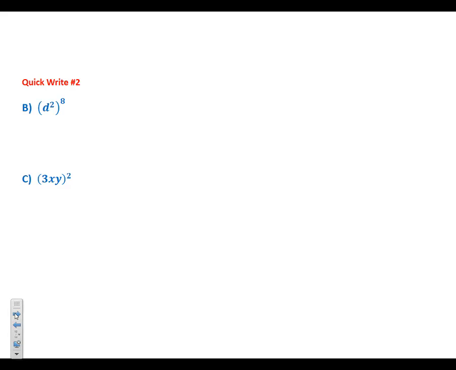Our quick write number 2, we're going to take B and do a power to a power, d squared raised to the 8th. And in C, we're going to do the power of a product, and we're going to go 3xy all raised to the 2nd power. Do not forget to actually multiply and evaluate any numerical powers that you get.